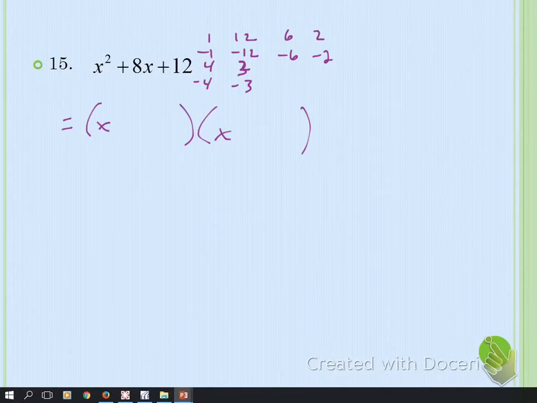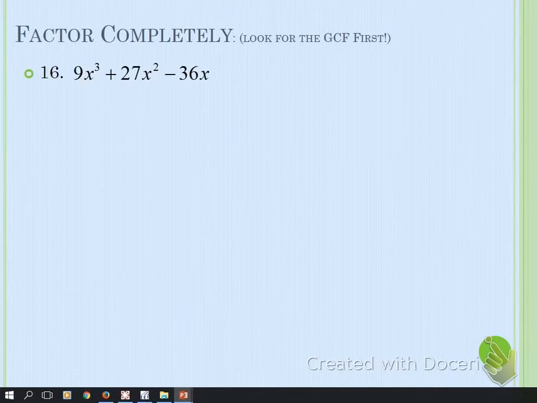So there are quite a few factor pairs for 12. We need the one that adds to positive 8. If you go through and check them, it's this one. So we go plus 6, plus 2. All right? Next, try this one. Again, stop the video, start it back up, and check your work.